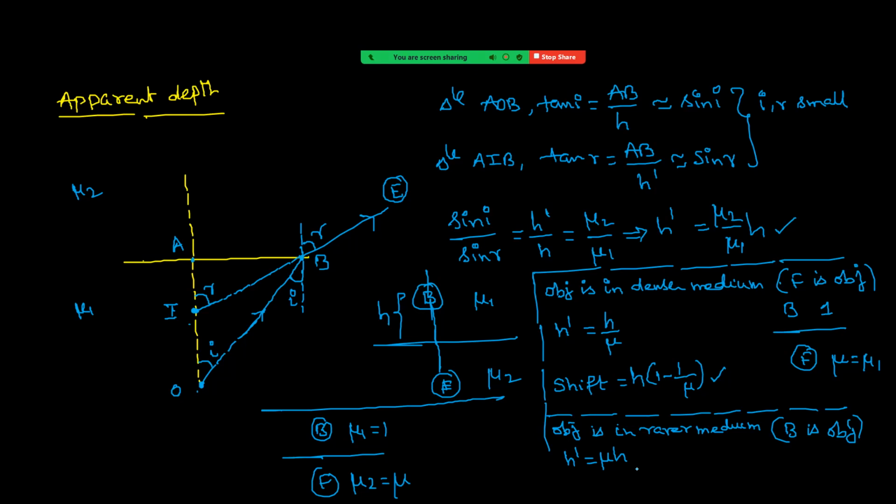Therefore, shift equals h into mu minus 1. So if the object is in a denser medium, shift is h into 1 minus 1 by mu. If the object is in a rarer medium, shift is h into mu minus 1. So this is regarding apparent depth. In the next class, we can solve questions based on refraction.